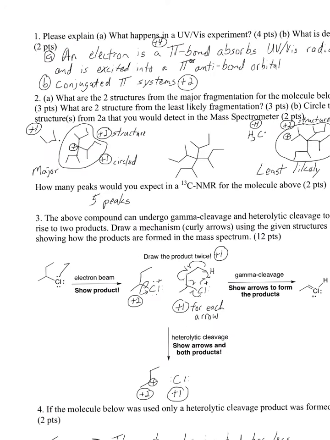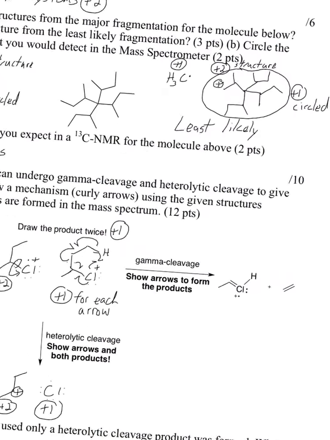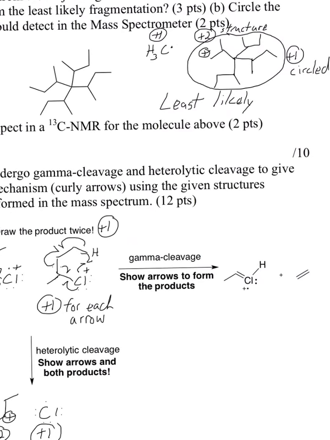So this next one, number 3, we're showing a gamma cleavage and a heterolytic cleavage. Now gamma cleavage is maybe something you didn't know, but that's okay because if you look at what's going on here, you should be able to figure it out anyways. So the first thing is we want to show the molecular ions. So we want to draw the product twice, because one electron is getting kicked out. Down here it says heterolytic cleavage. Show arrows in both products. So heterolytic cleavage, both electrons go to the chlorine. So you need a neutral chlorine radical, and then a secondary carbocation in this case.